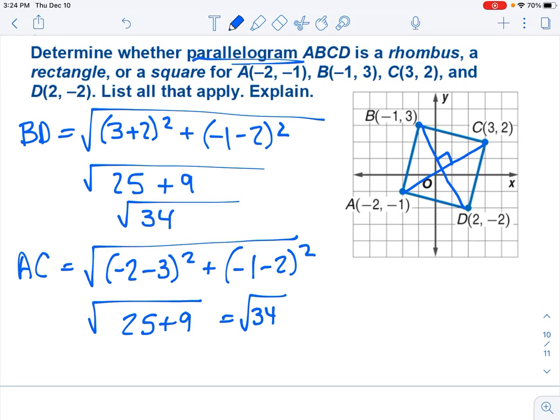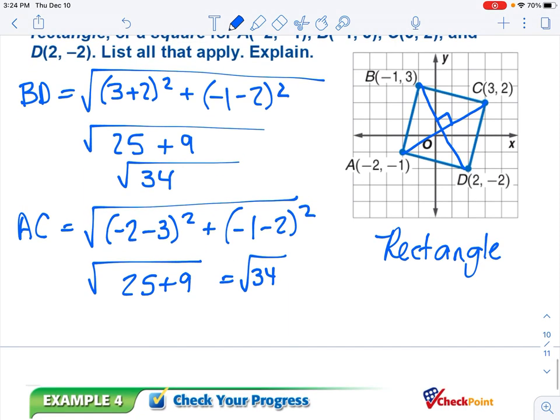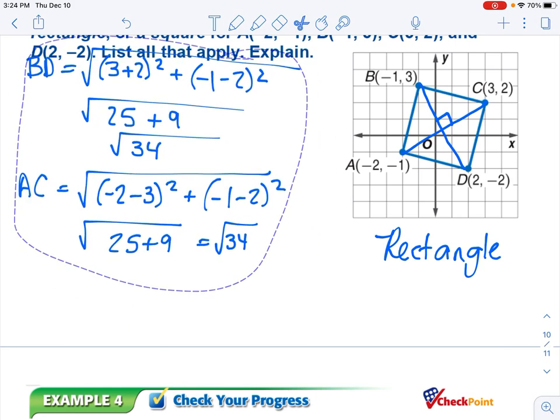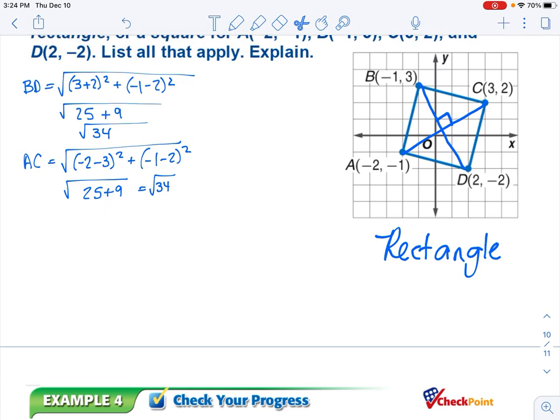All right. So I ended up getting square root of 34 for this. That means our diagonals are the same, so this is definitely a rectangle because the diagonals are the same length. Now to check to see if this is a rhombus, I'm going to find the slope of my diagonals. So I'm going to find the slope, or M, of BD.